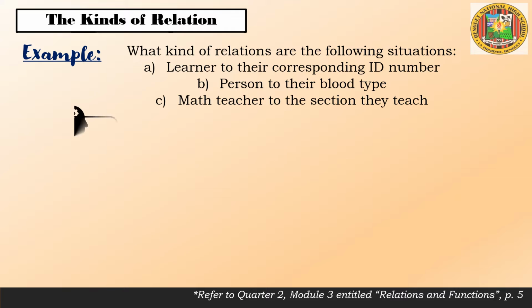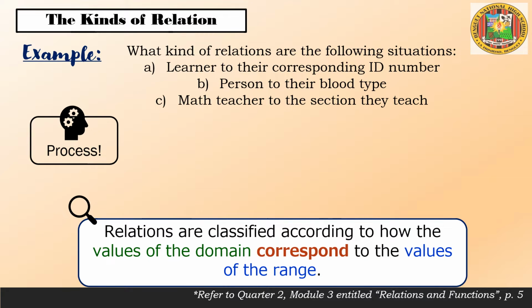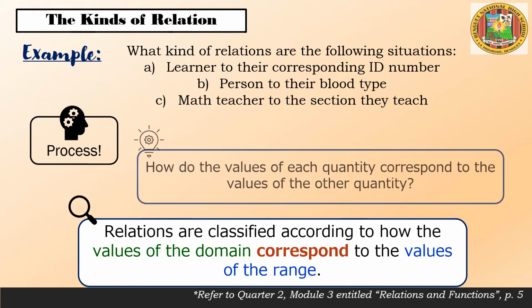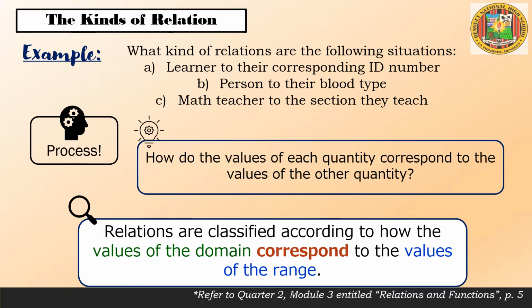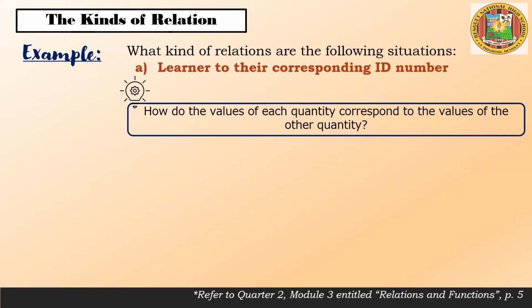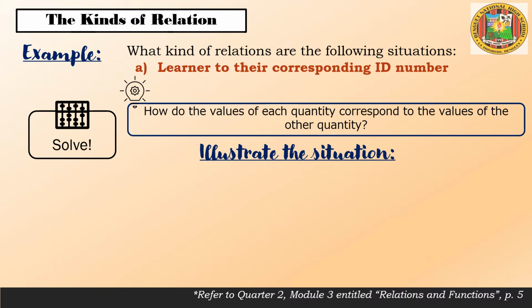Let us process what we know. We know that each situation is a relation, but to classify them, we have to learn how the values of one quantity correspond or match the values of the other quantity. Now we know how to classify relations, we solve. We begin by illustrating the situation to make it easy for us to see how the values correspond to each other. This is the first example on page 5.